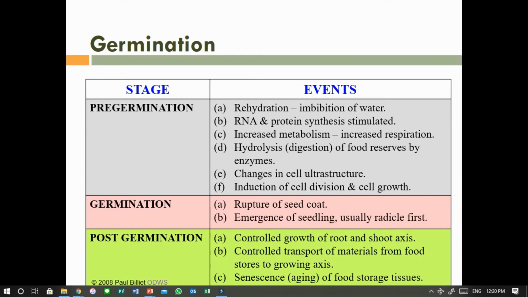plant. On this page, you should know what pre-germination means, germination, post. And basically, pre-germination is when the water comes in, germination is the seed coat breaks, and post, it just starts to grow. That's your full requirement. However, if you want to go into more detail, you're more than happy to do that.